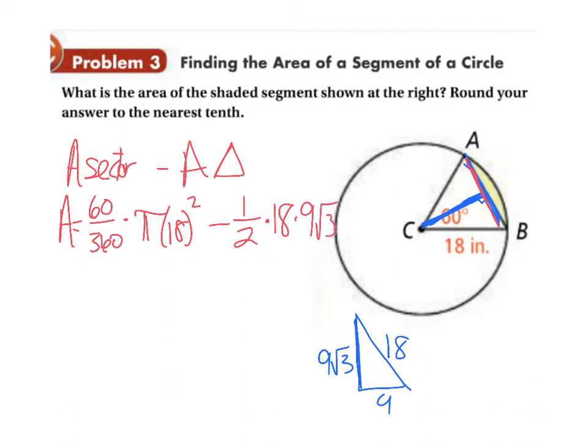I'm going to clean this up a little bit. I'm a little bit nervous about doing all of this in my calculator. Let's see what happens here. My 60 over 360, that can reduce. The zeros go, 6 over 36, 1/6 times pi, and then I have 18 squared. 18 squared is 324.